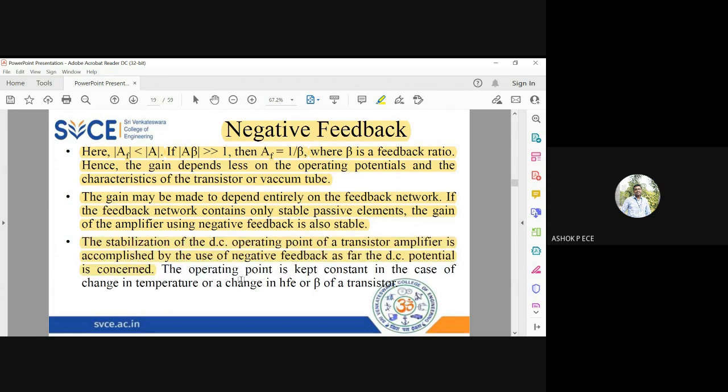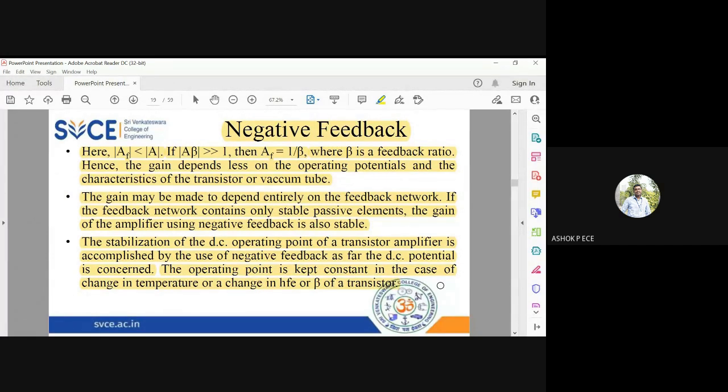One important thing: we said positive feedback is highly unstable, but negative feedback adds stability to your amplifier. It will fix the Q point exactly in the middle. So it will ensure that the amplifier is going to be highly stable. So the operating point is kept constant even in the case of change in temperature or change in hFE or β or change in VBE of the transistor.